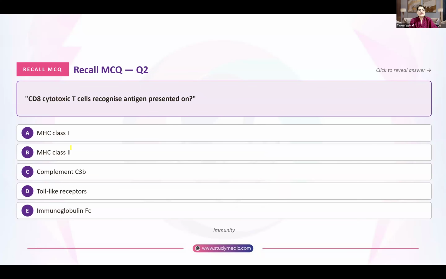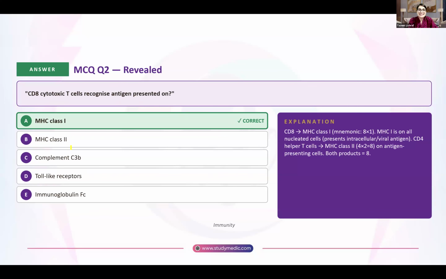Then, CD8 cytotoxic T cells recognize antigen presented on what? Is it MHC class 1, major histocompatibility class 2, complement C3b, toll-like receptors, or immunoglobulin Fc? Basically we have to remember that CD8 cytotoxic T cells recognize antigen which is presented on major histocompatibility class 1.